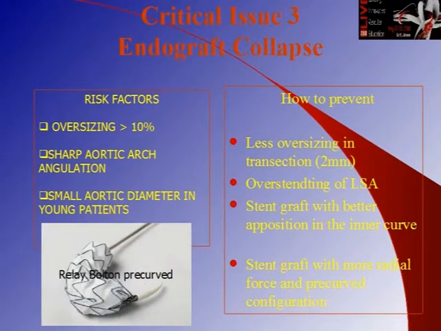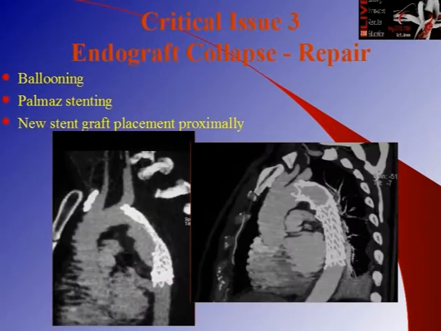Risk factors for endograft collapse are oversizing more than 10%, a sharp aortic arch angulation, and a small aortic diameter in young patients. We can prevent it by oversizing up to 10%, overstenting the left subclavian artery, and selecting stent grafts with better apposition, more radial force, and pre-curved configuration. Treatment of a collapsed endograft is ballooning, Palmaz stent placement, and proximal insertion of a new stent graft.